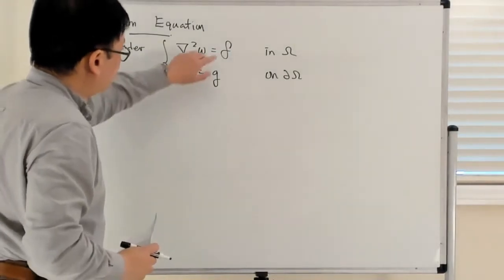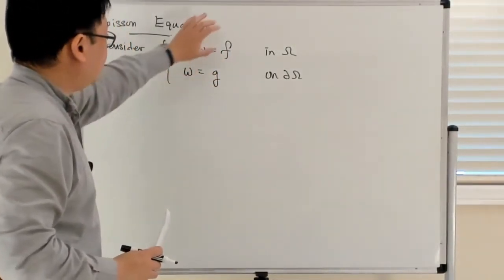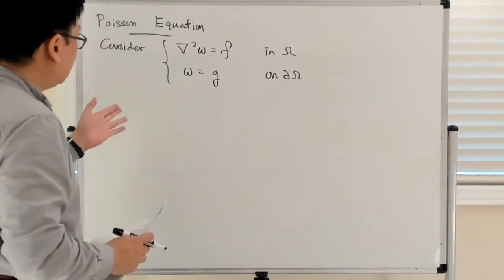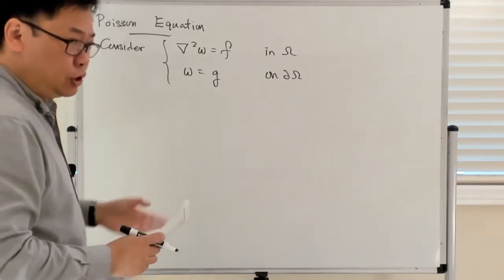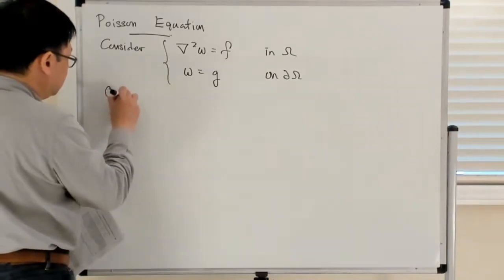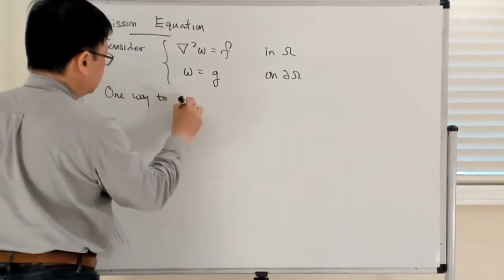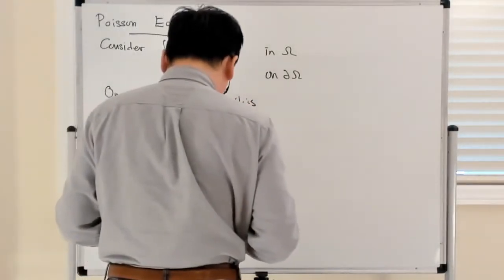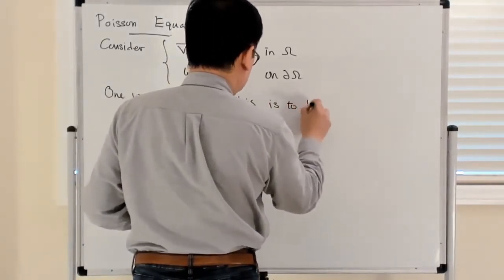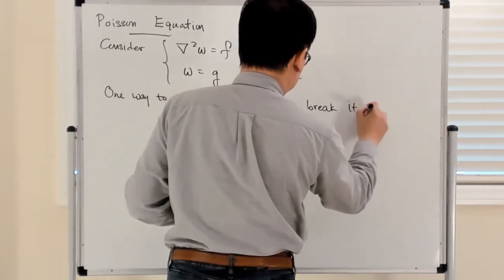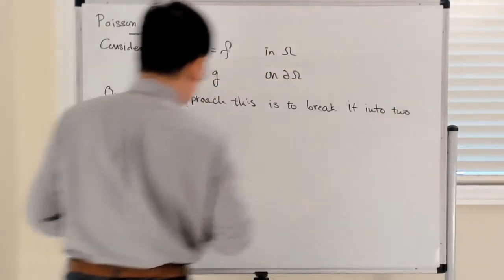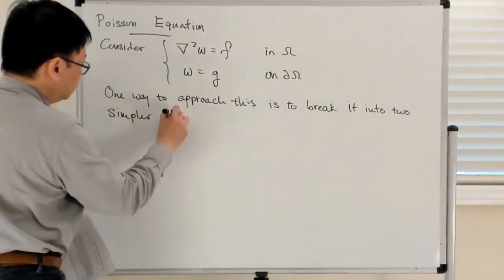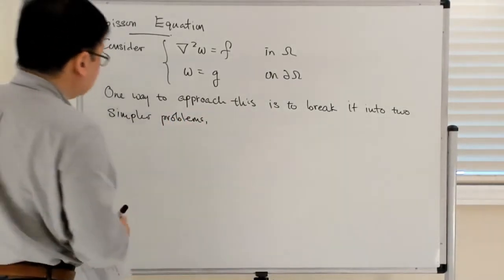Previously we had talked about the Dirichlet problem where this f was identically 0. And what we're going to see is that one way to approach the Poisson equation is to break it up into two parts, two simpler problems, one of which we've already looked at.